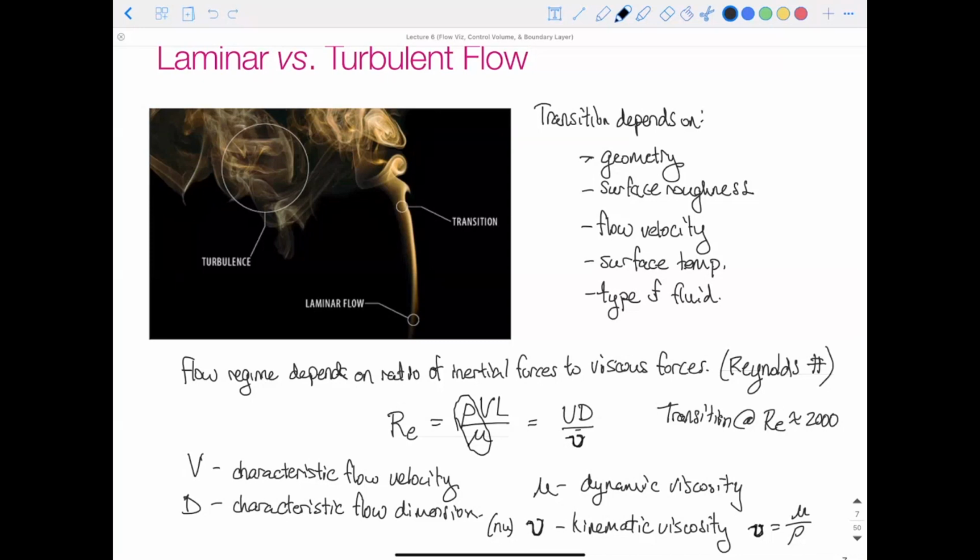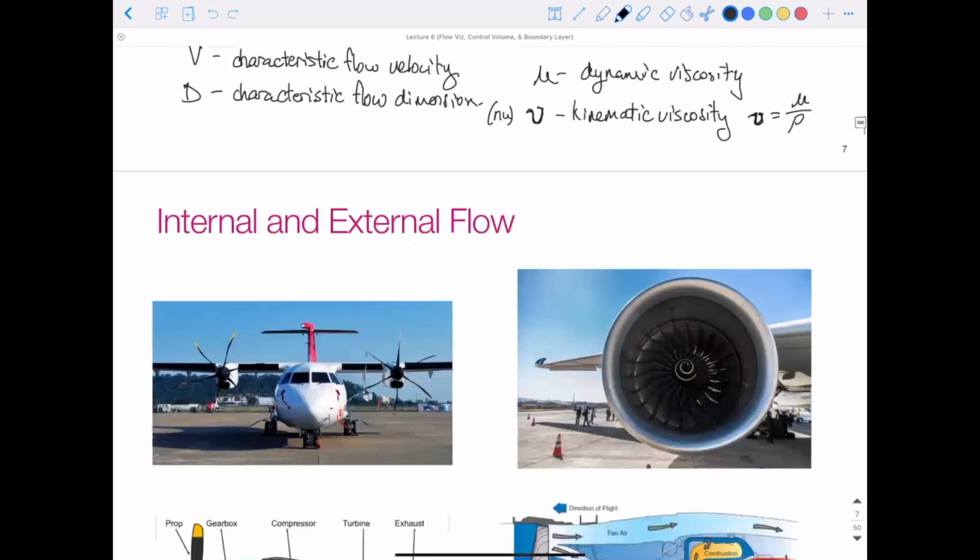But just for reference, according to our textbook, the transition from laminar to turbulent flow happens when the Reynolds number is around 2000. If the Reynolds number is above 2000, say we have increased velocity, so our V is increased and our Reynolds number increases, that would be turbulent flow. And if it's below 2000, we have low velocity or a high viscosity in our fluid, then we would have more laminar flow.